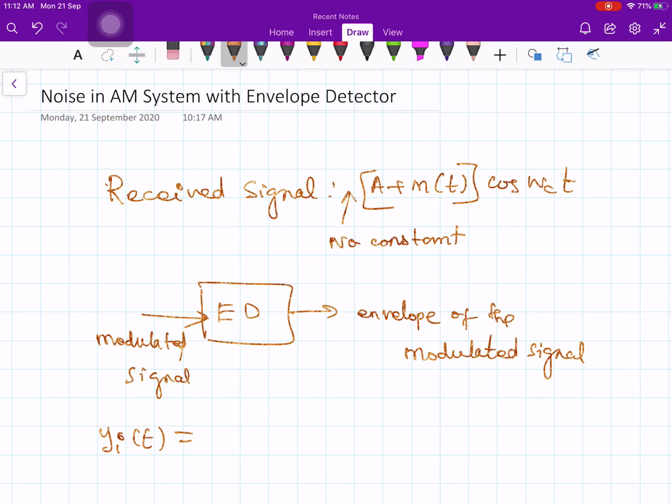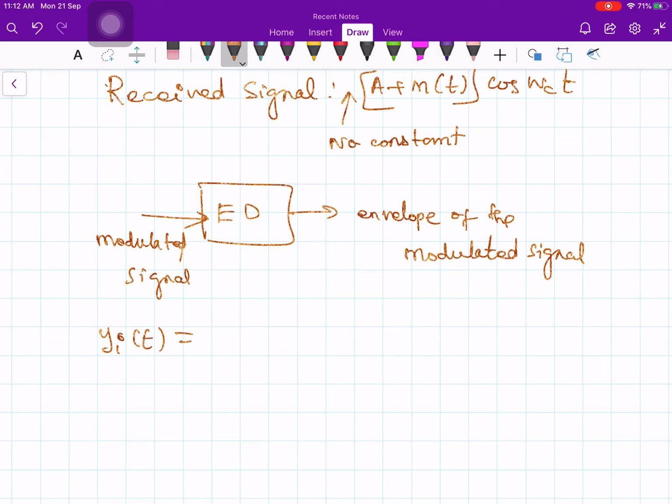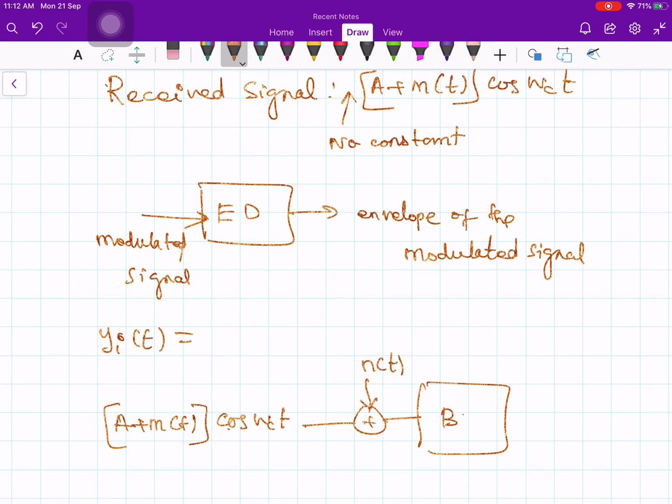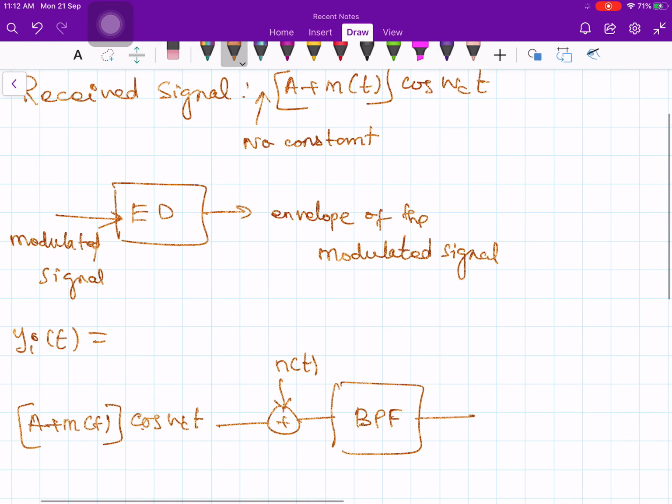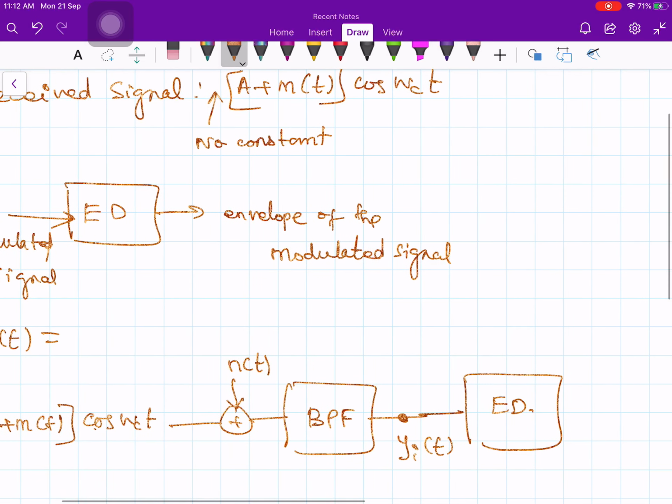Before that, let me draw the figure. A plus m of t times cos omega c t is coming, and the noise n of t is added here. After that, you put a band pass filter to separate out the signal which you want. Let me say this is my y of t, and this y of t is given to the envelope detector, and this is the output of the envelope detector. So we need to find out S i, N i and S naught, N naught.